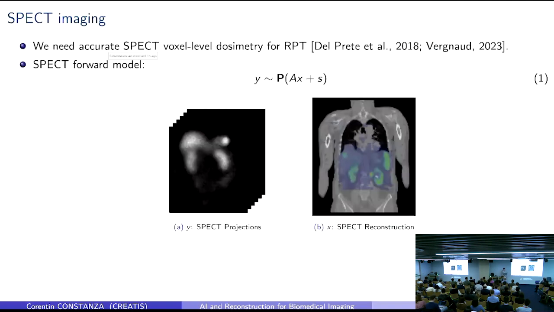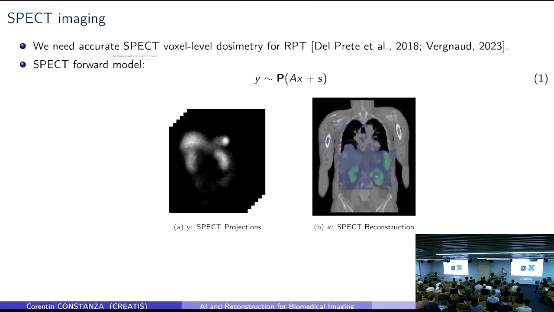So first, why do we want to do SPECT reconstruction? During recent years, radiopharmaceutical therapies have become really well adopted for cancer treatment. And for that, we need accurate SPECT reconstruction to do mainly voxel-based dosimetry, to calculate the absorbed dose.